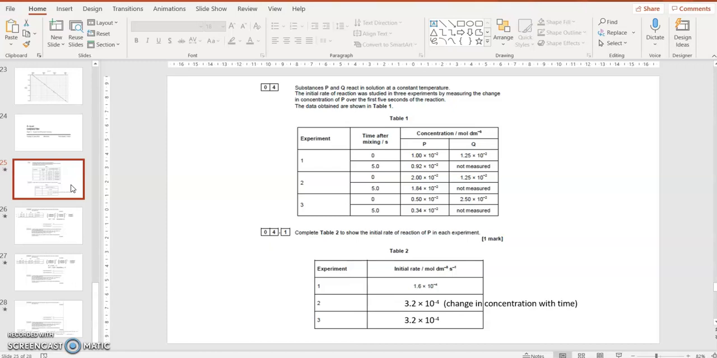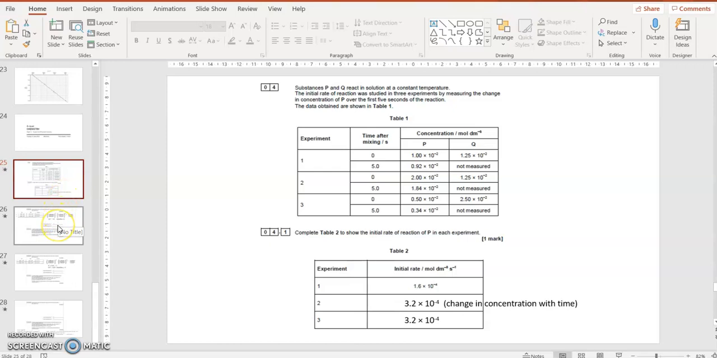And you do it for the others as well. 2 times 10 to the minus 2 take away 1.84 times 10 to the minus 2, divided by 5. And the last one, 0.5 times 10 to the minus 2 take away 0.34 times 10 to the minus 2, divided by 5. So you get all the changes in concentration and you divide by how long it took. And you get the initial rates as 1.6 times 10 to the minus 4, 3.2 times 10 to the minus 4, and another 3.2 times 10 to the minus 4.